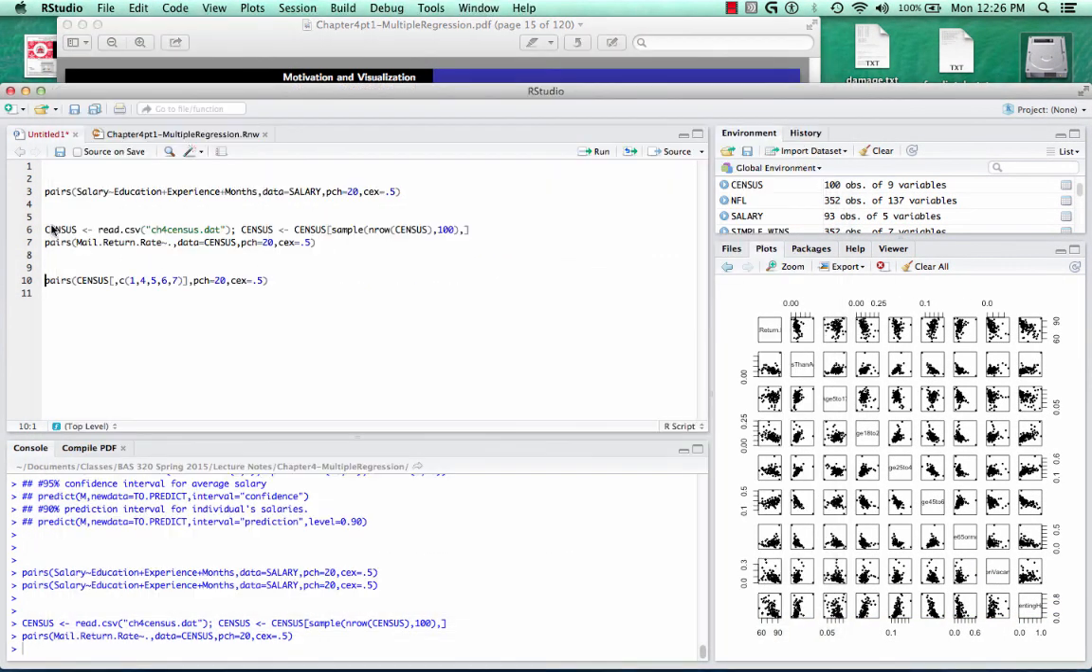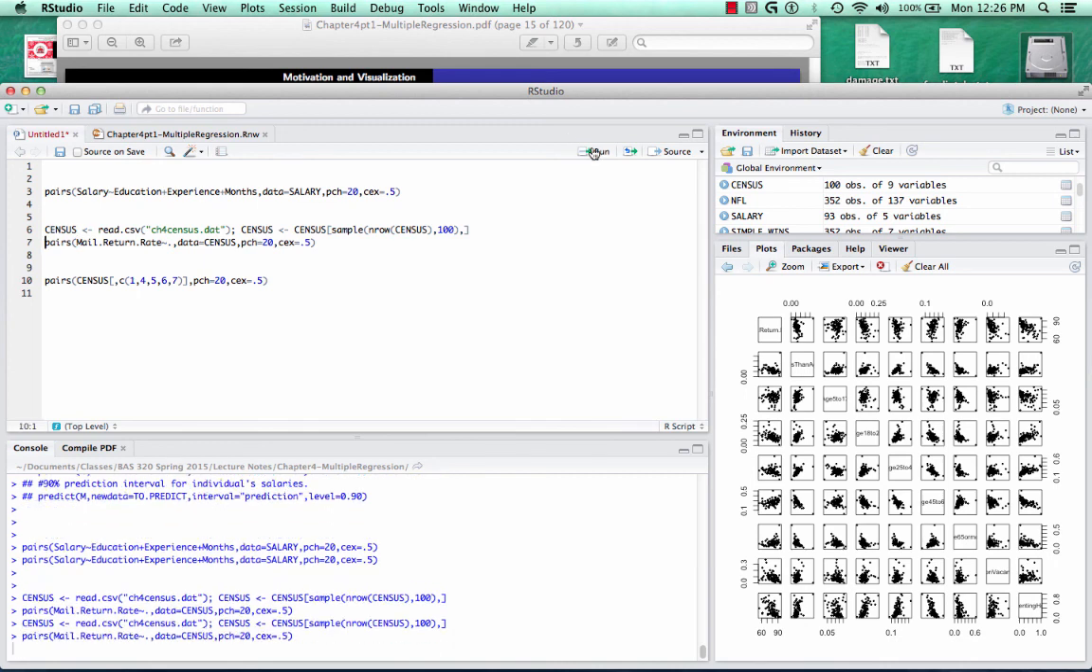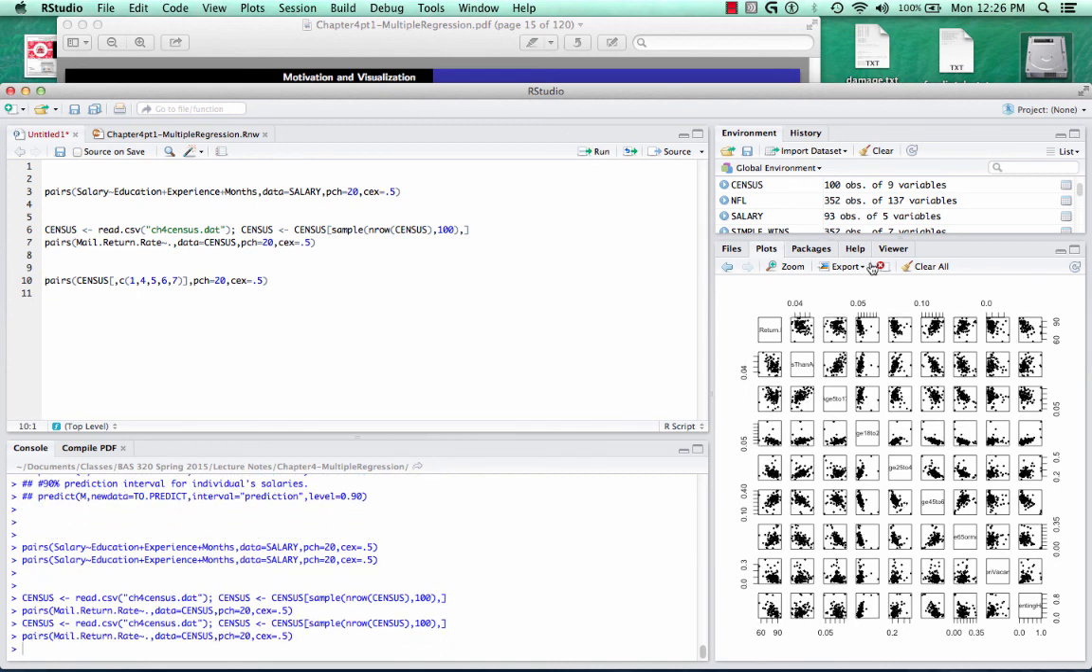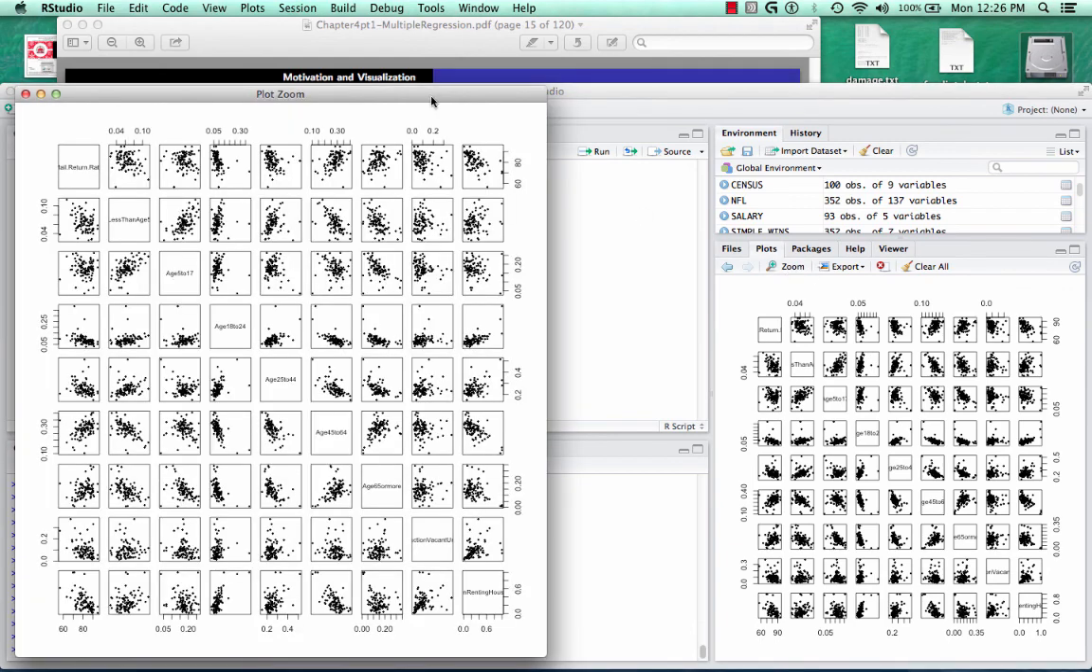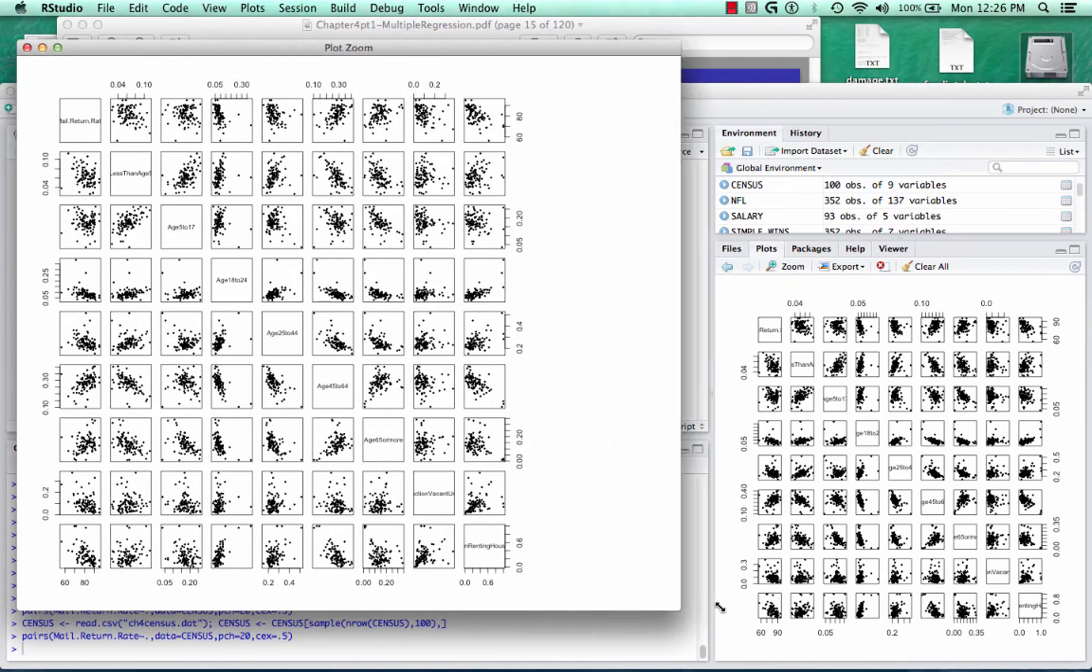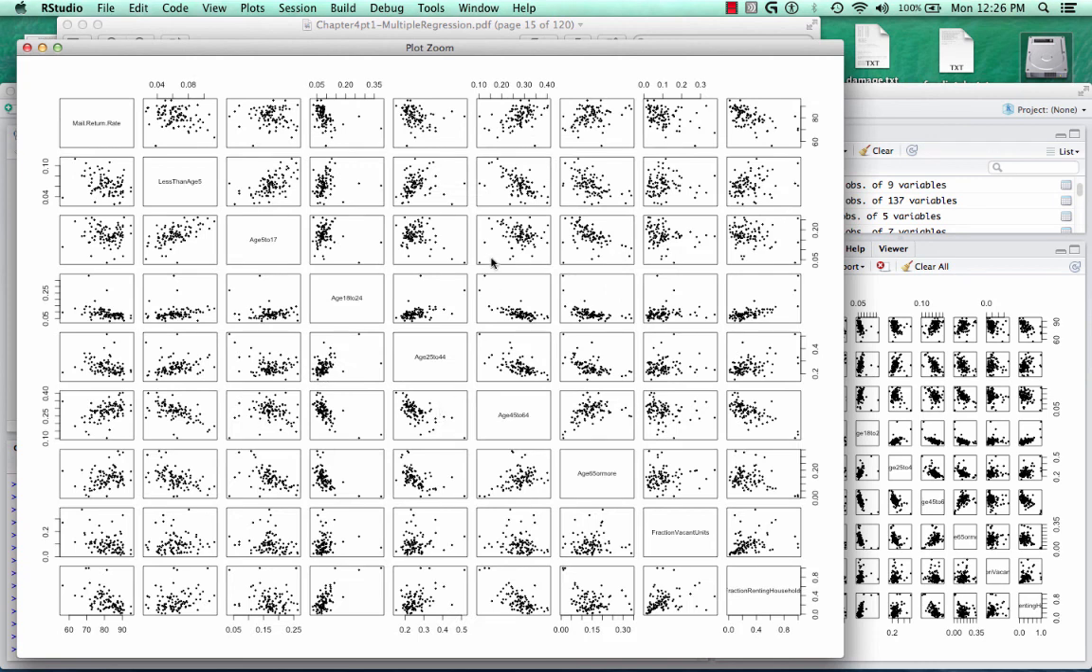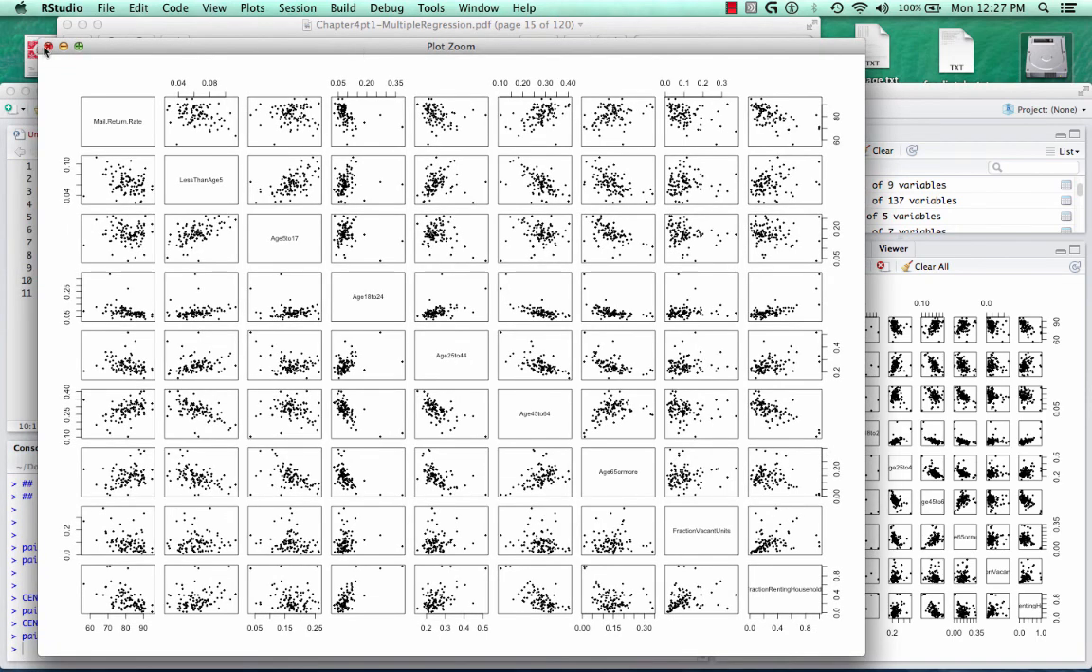So actually going into RStudio and making this scatterplot matrix, here we see it. It's really hard to see what's going on. We can always click zoom to get an idea of what's going on, and we can resize the plot a little bit. So we can look to see, okay, how does the male return rate really change with all these other predictor variables? And it looks roughly linear. It looks like this would be a good candidate for a multiple regression.